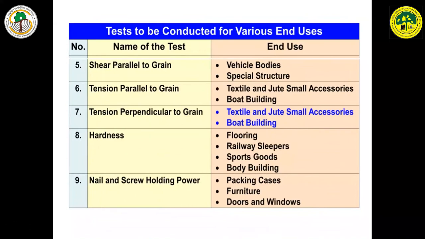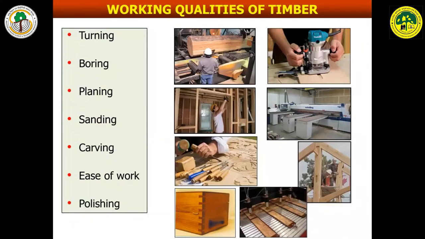Then tension wood is required for textile and small accessories, boat building. Similarly, hardness, if you want to use the wood for flooring, sports goods and body building, then hardness is required. Nail and screw holding power is needed for packaging, furniture, doors and windows. Along with that, we have to study the woodworking qualities of the timber, like turning, boring, planing, sanding, carving, ease of working, polishing. These are the different properties which we need to study for different wood applications.